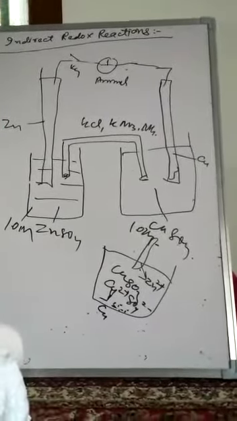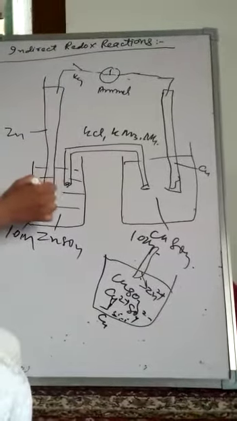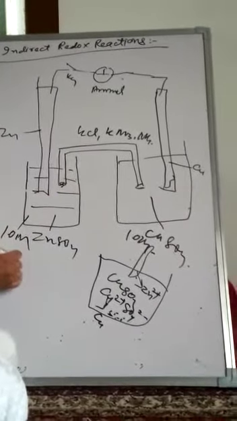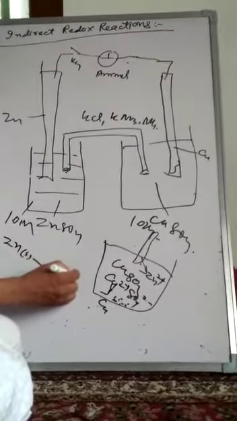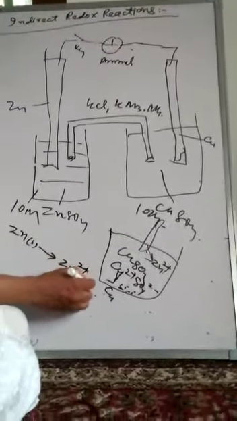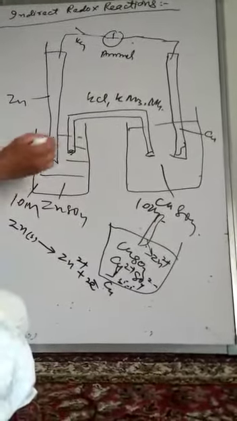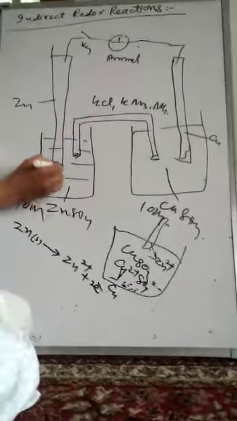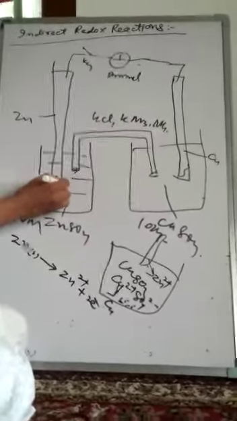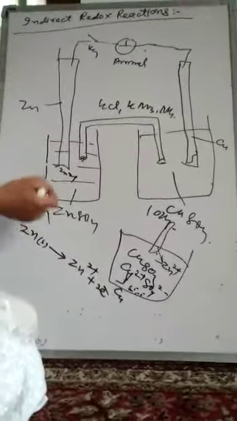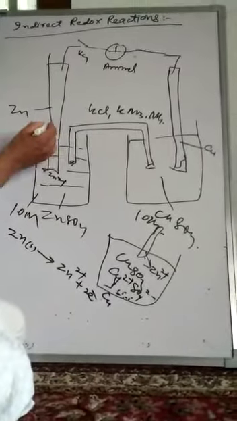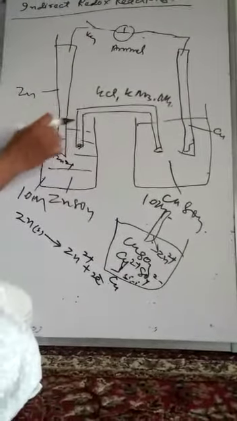What happens here? When zinc is placed in this, zinc loses electrons. This is solid zinc. It loses 2 electrons to form Zn2+ plus 2 electrons. When it loses these electrons, these Zn2+ ions go into the solution. It means the concentration of zinc in the solution increases. This rod loses weight. It becomes thinner and thinner.